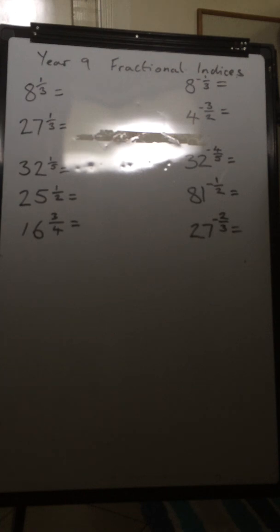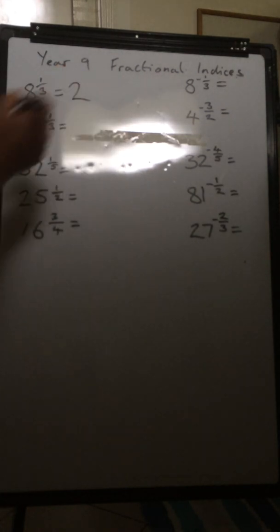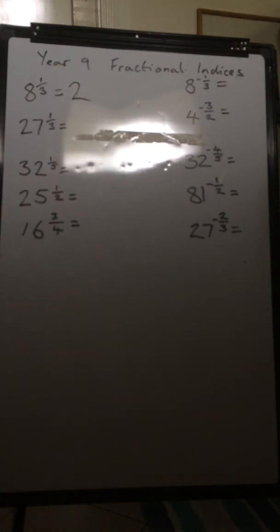Okay, so what we're going to do is some fractional indices, and hopefully we'll have time to see the end of the video and do some negative fractional indices. The first question is, what is 8 to the power of 1/3? Basically, that's saying what is the cube root of 8? What multiplied by itself three times is 8, and the answer is 2. So the cube root of 8 is 2.